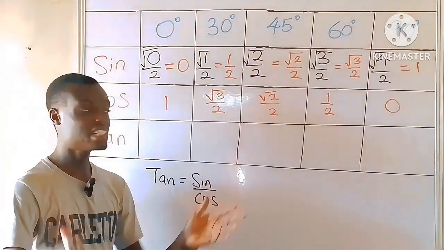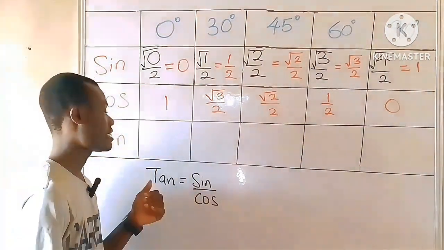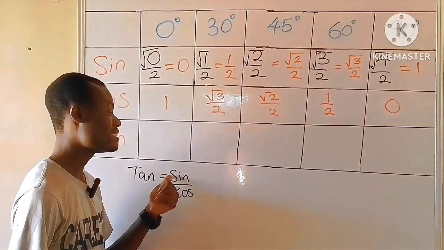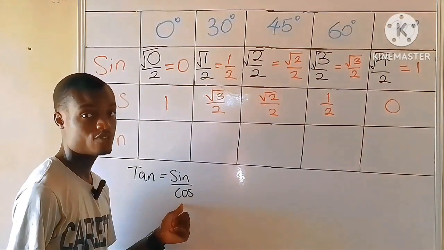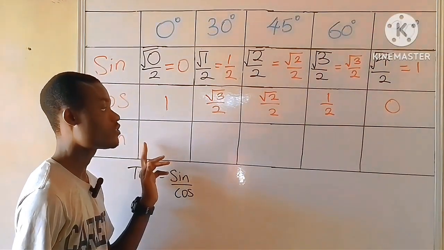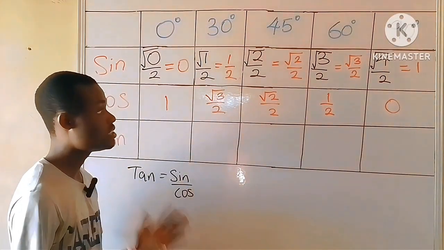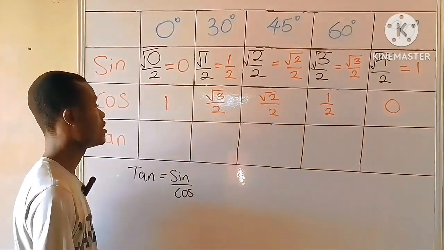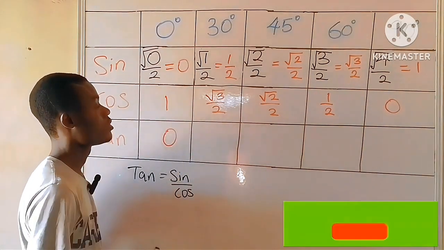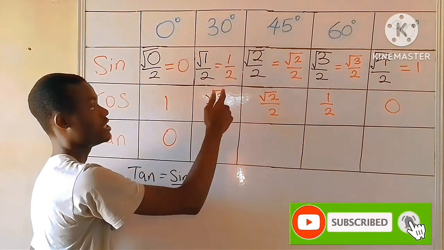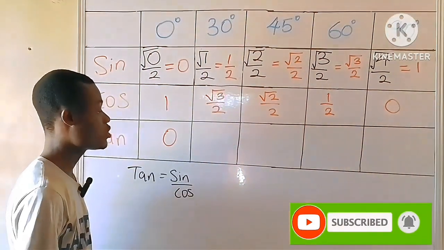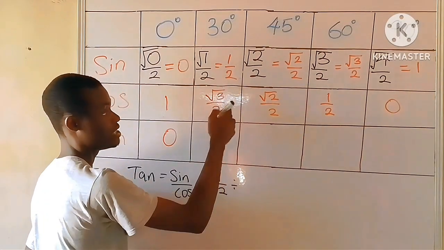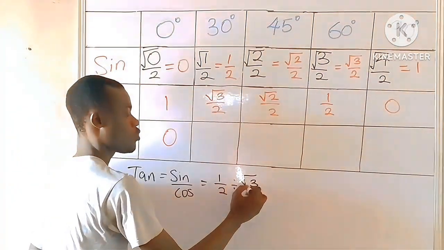So for the last part, which is tan, in mathematics, tan is sine divided by cosine. You can get the tangent of angles by simply dividing the sine of that angle by the cosine of that angle. So to obtain the values of tangents of the angles here, we are going to simply divide the sine values by the cosine values. So 0 divided by 1 will give us 0. Now for this column, it will be 1 over 2 divided by root 3 over 2.